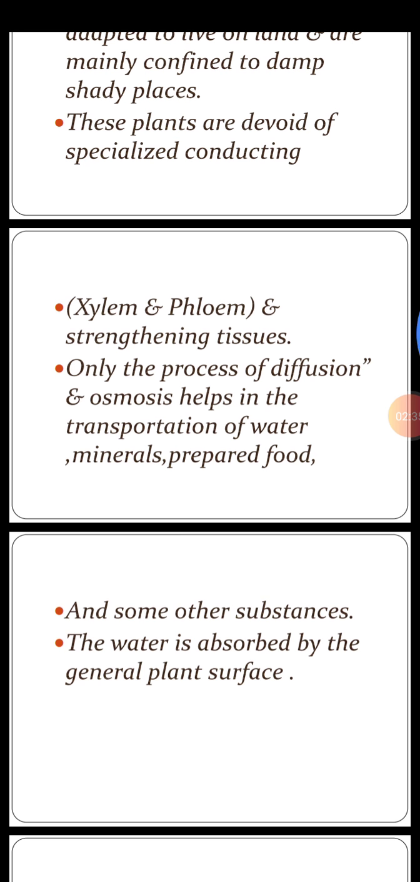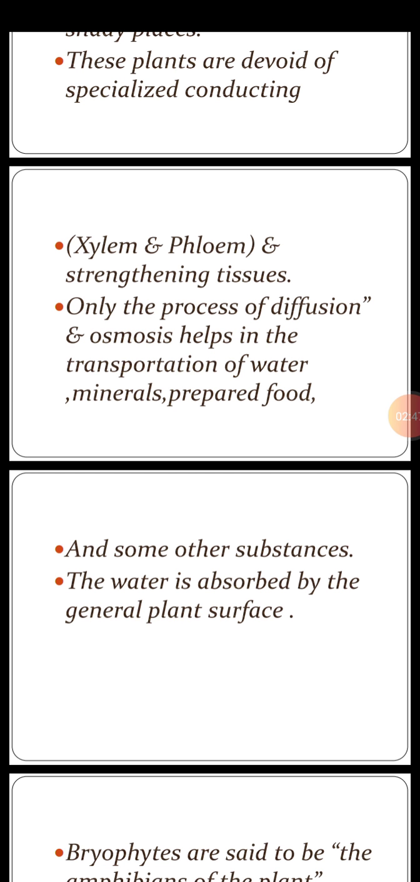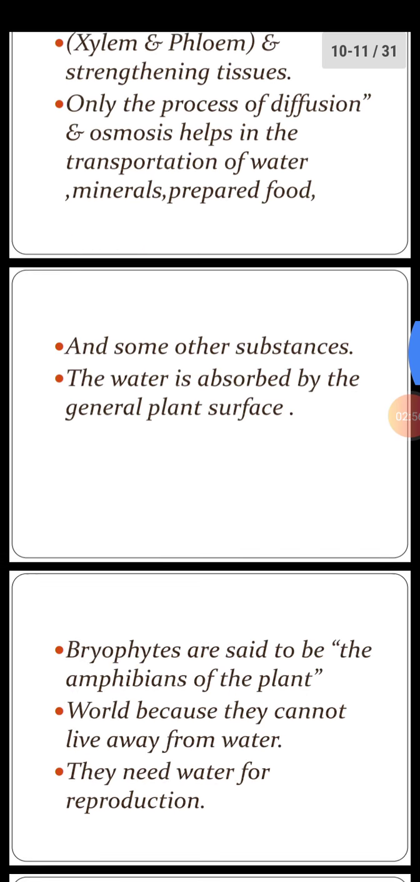There are two processes for the movement of molecules. First is diffusion, that is, movement of molecules from an area of high concentration to an area of low concentration. And in osmosis, as you know, it is the movement of molecules from an area of high concentration to low concentration through a semi-permeable membrane. So here only the plant surface is involved.